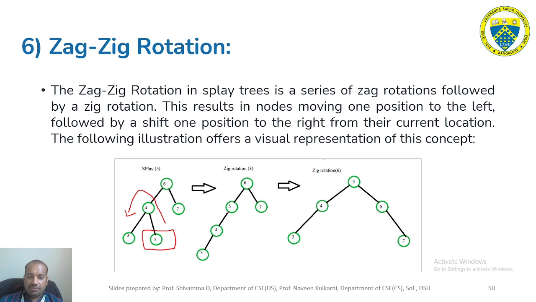Next, you need to do a zig rotation. You see this zig rotation. A zig rotation is equivalent to a right rotation. So you see, node number 5 will go to the root and the remaining will be at the right. This is the final tree of the zig rotation. Zag is equivalent to a left rotation, zig is equivalent to a right rotation. Zig-zig means a double right rotation.